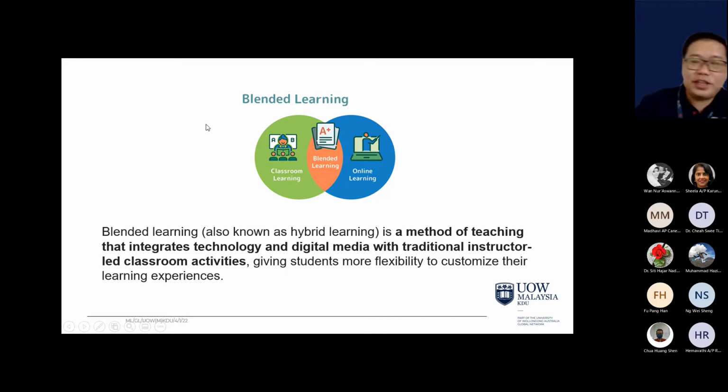And the final part over here, I need to talk a little bit about blended learning. Blended learning is also transformative learning, what we are doing. That is another activity, what they call that, drive that we are doing over here. Also known as hybrid learning, it is a method of teaching that integrates technology and digital media with traditional instructor-led classroom activities, all right? Giving students more flexibility to customize their learning experience. Okay, so the whole idea is to blend it over here. We want an integration.